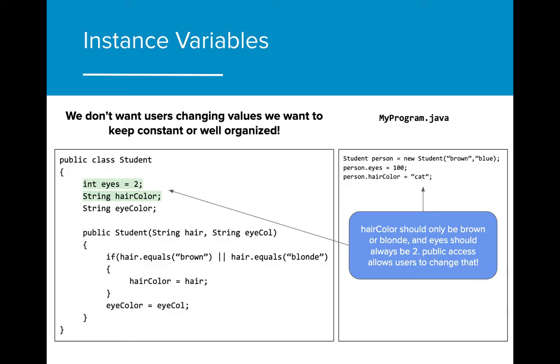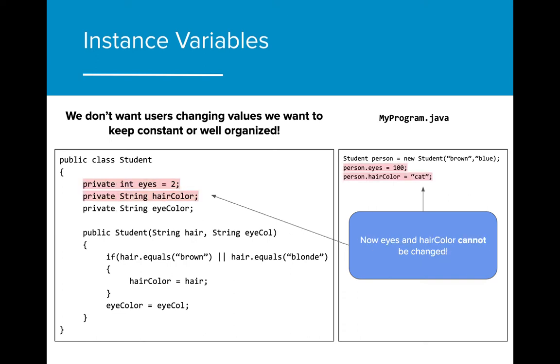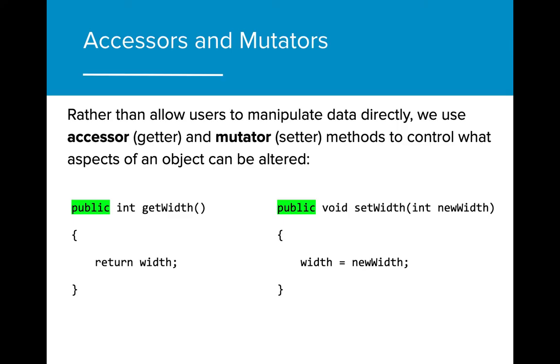If we created additional methods that used the values of hair color and eyes, then the rest of the object and its methods would be compromised by these changes. We can avoid users from setting these values by making these instance variables private. Rather than allow users to manipulate data directly, we use accessor and mutator methods to control what aspects of an object that users can alter. We have previously created get and set methods in our programs, so this should be familiar. These are used in place of directly accessing the object's variables so as to simplify how users interact with objects.